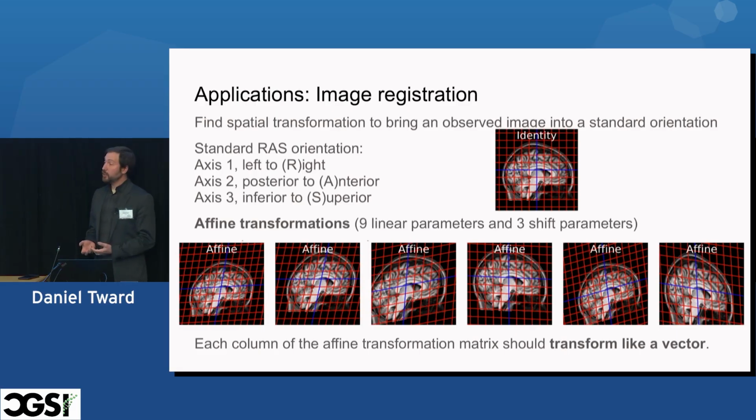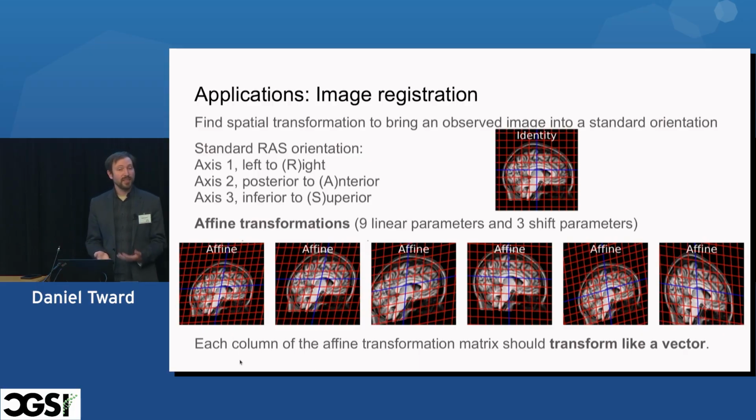Now, the next application that we looked at was image registration. The idea of image registration is to take an image of your body and reorient it into some standard orientation. In brain imaging, we use an orientation called RAS, where the first axis points right, the second axis points anterior, and the third axis points superior. And a common task is to find an affine transformation, so a 3x3 linear transform and a 3x1 translation vector to put your brain in standard orientation.